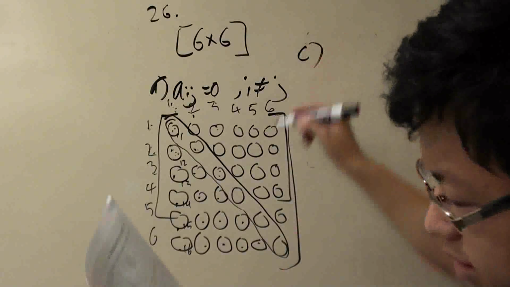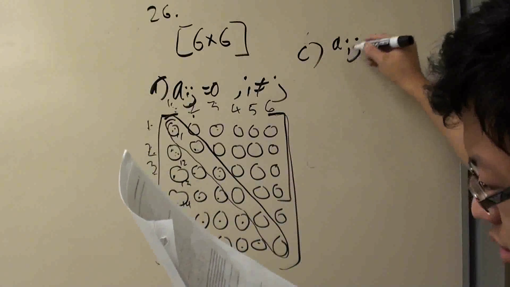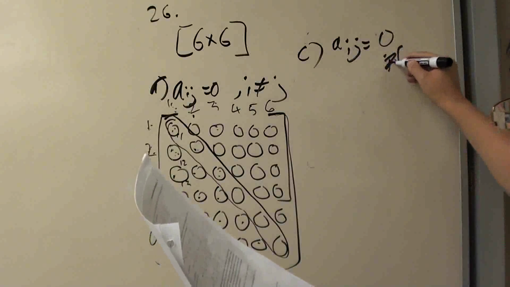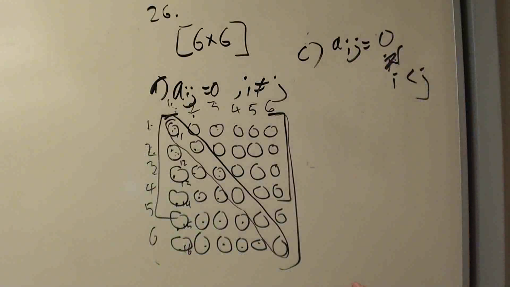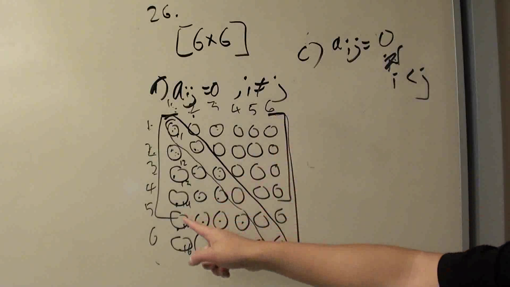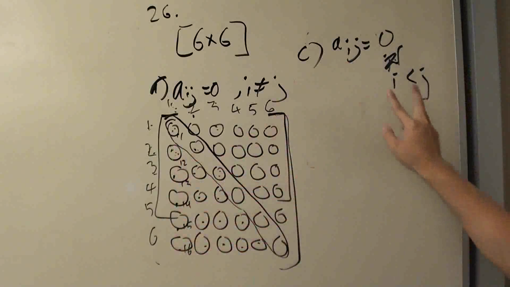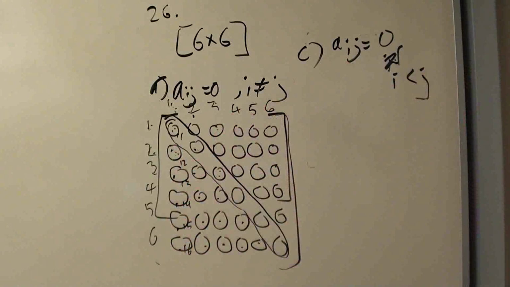Who knows? C. Again, same idea but a different condition. So it's i is less than j, the other way. Use your common sense. If row is greater than column in this area, if you flip it, it should be all this side. Let's just check, just to make sure that we know what we're talking about.